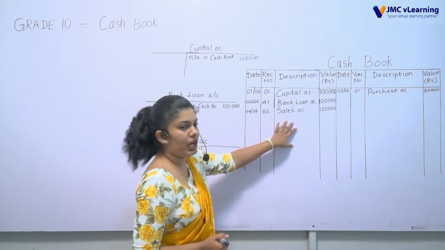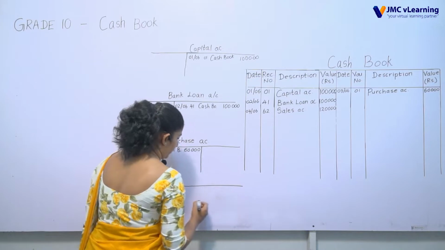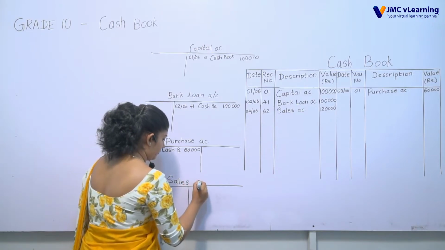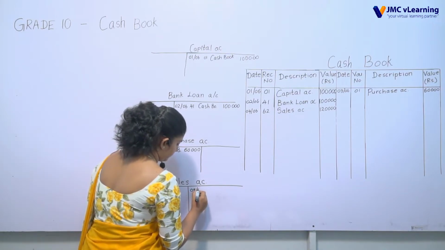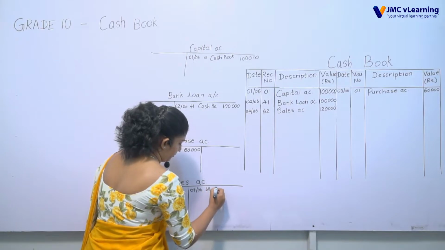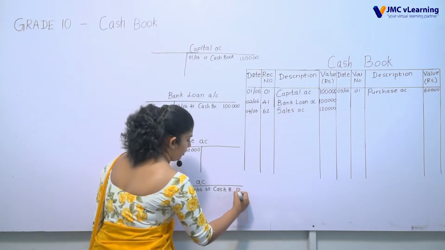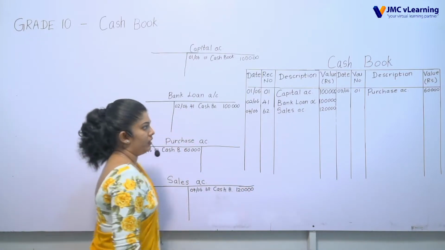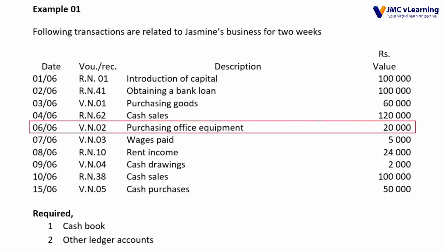Now we don't have a sales account, therefore we have to open up a sales account. I'm opening up a sales account. Fourth of June, 62, cash book, 120,000. Okay. Next transaction. 6th of June, purchasing office equipment, 20,000, voucher number 2.